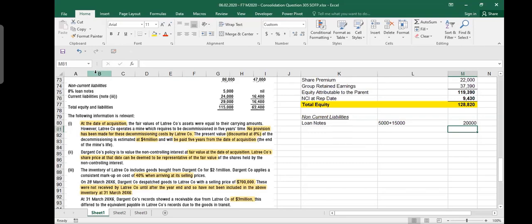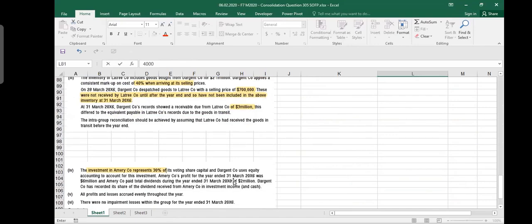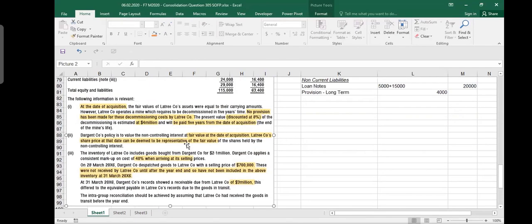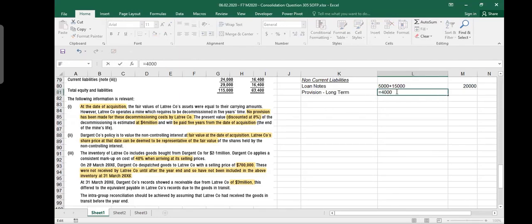And then you have your other things, like your provision, which is also a long-term thing. And that provision was 4 million, if you remember. And the interest on that provision, which you should be calculating. So how much was the interest? Where did they show in the question the discount rate? Let me show the calculation of provision. 4 million, and the interest discount rate is 8%. So provision long-term 4 million, and you should be adding up interest on that.